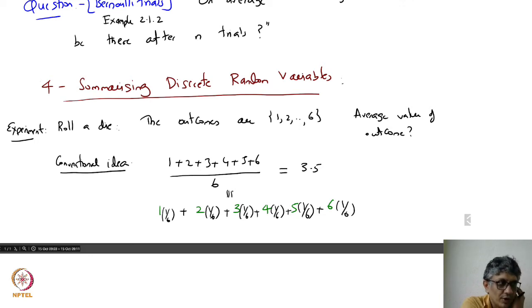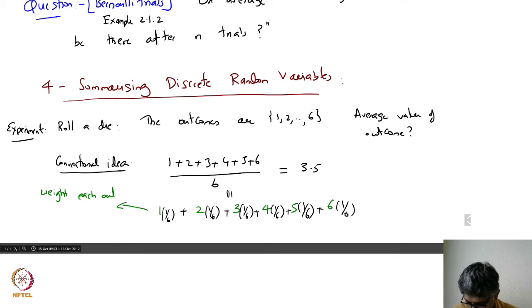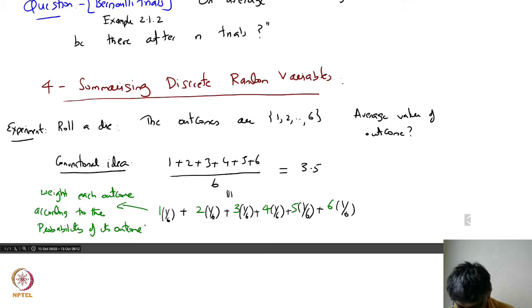So now, what does this perspective give you? This perspective says that you weight each outcome of the roll of the die according to the probability of its occurrence. Right? Each outcome according to the probability of its outcome. And that's what this line is saying.